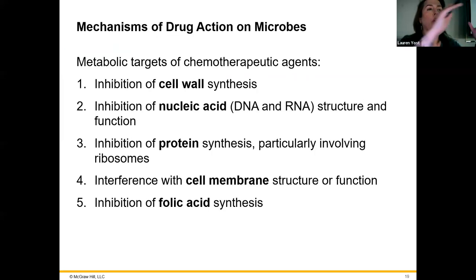So we mentioned when we talked about our control mechanisms that a lot of those chemicals are physical ways to control those microbes, affecting cell walls, nucleic acids, proteins, or cell membranes, right? Those are the four that we talked about in control. Now we're adding on a fifth one, folic acid synthesis. Okay, so it's the same as the other one, add on folic acid.